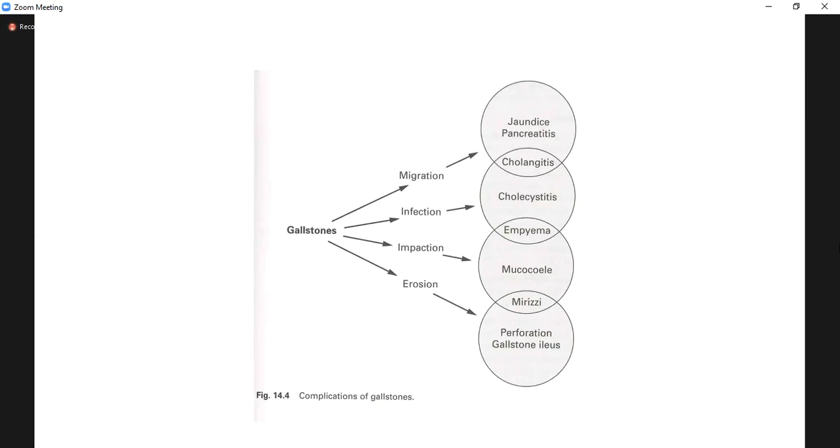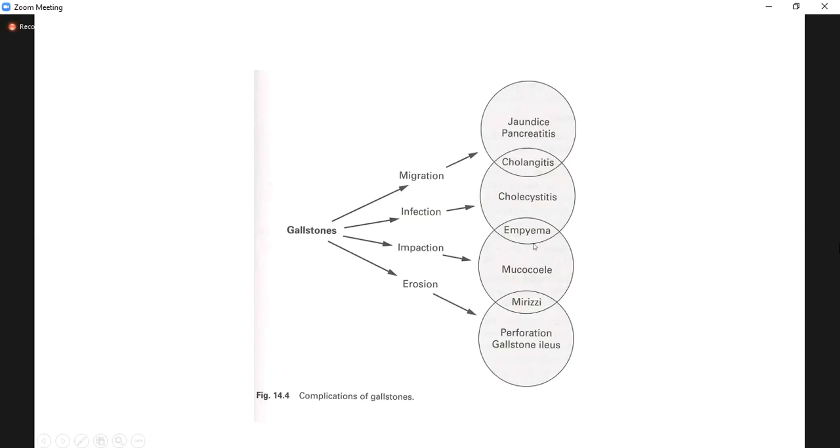Let me try to give you a diagram. You can see the gallstones now. If they migrate, what can happen? If they go down the common bile duct, they can obstruct the common bile duct. They can obstruct the pancreatic duct. They can obstruct the sphincter of Oddi and cause jaundice and pancreatitis, right? And gallstones causing infection can cause all three: cholangitis, cholecystitis, and empyema.